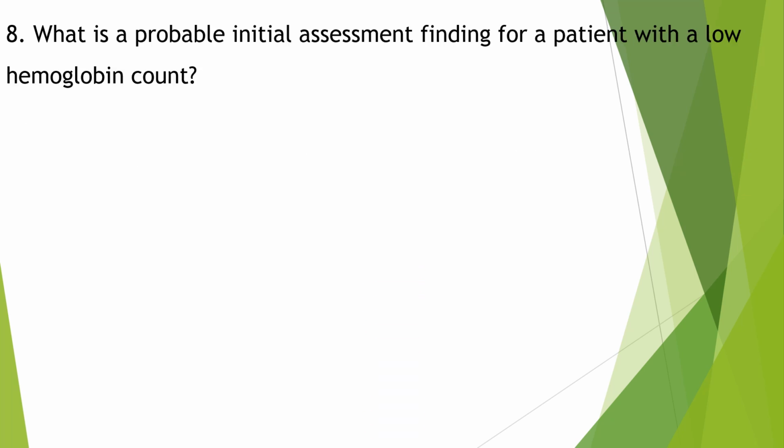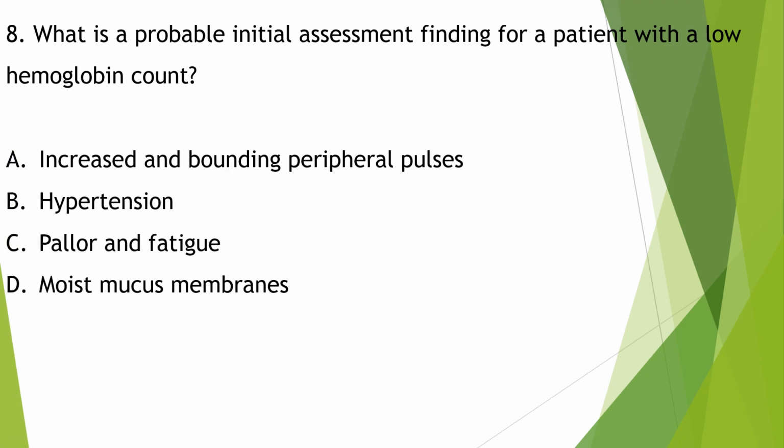What is the probable initial assessment finding for a patient with a low HB count? Increased and bounding peripheral pulses, hypertension, pallor and fatigue, moist mucous membrane. Pallor, cyanosis and fatigue are indicating that there is a low hemoglobin count. If there is increased and bounding peripheral pulse, that shows there is a fluid overload. Hypertension, it is not related with hemoglobin. Moist mucous membrane is a normal finding for a person.